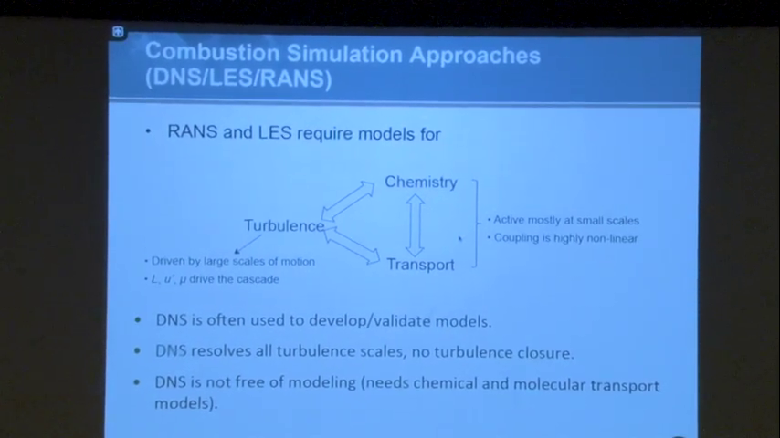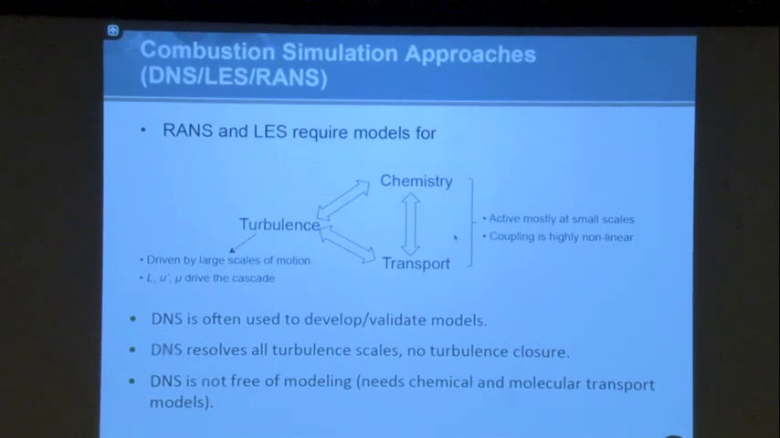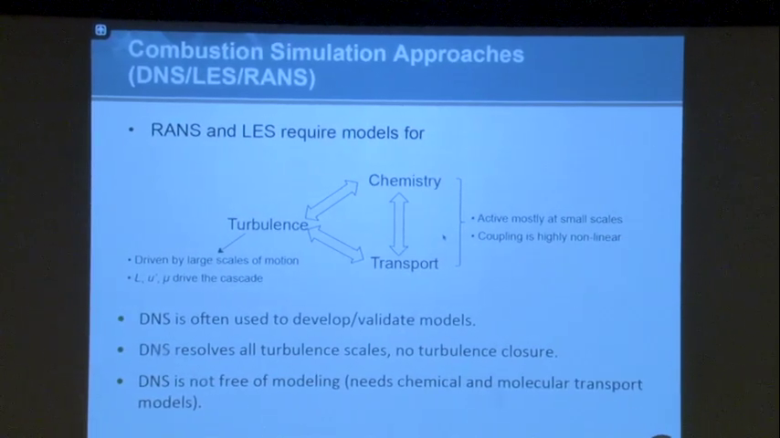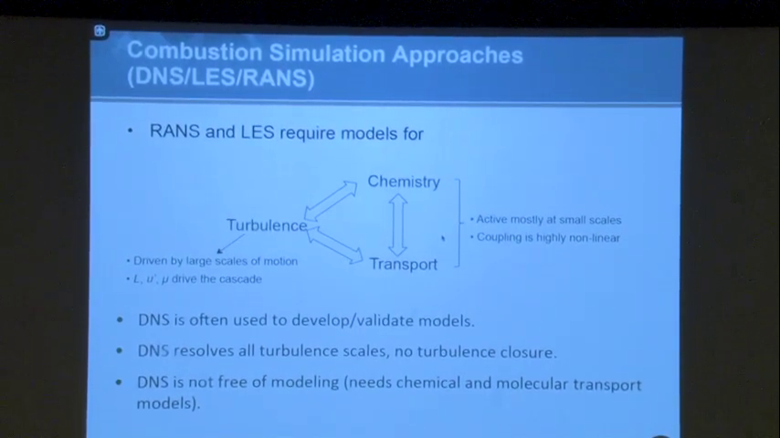sense. A priori meaning that you get information for the statistics from your model and compare it with those from the DNS. A posteriori meaning that you include the models in your RANS or your LES and then combine the numerics as well as the physical models and compare statistics, means, and variances against the DNS.